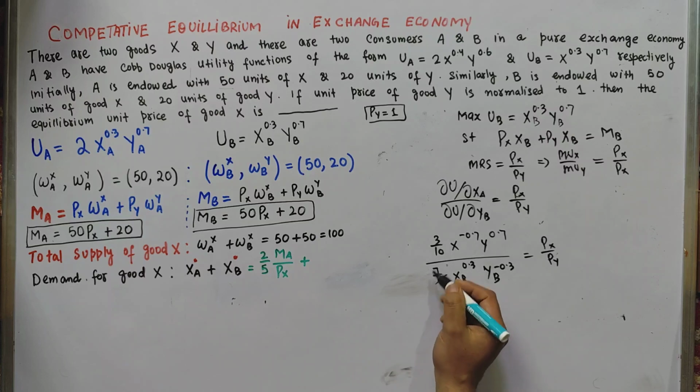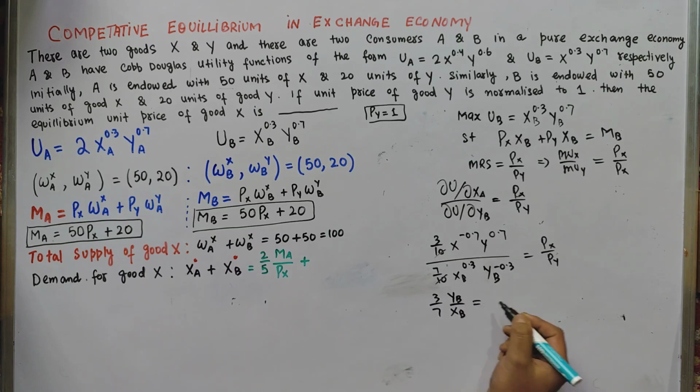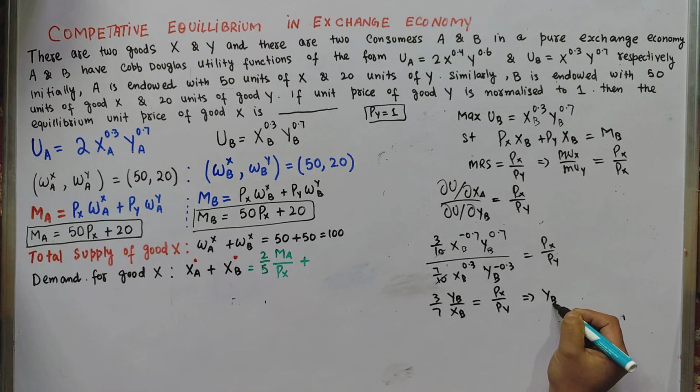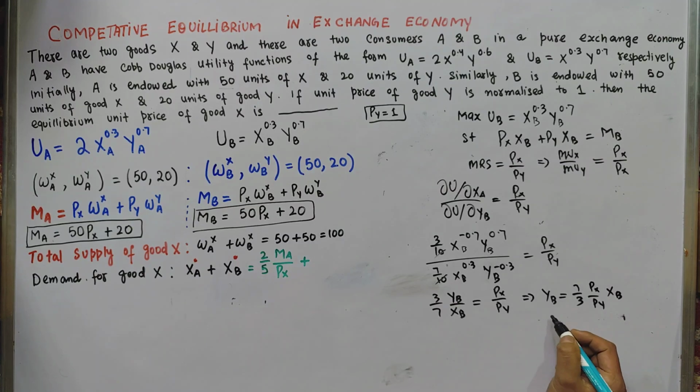Here also 10 gets cancelled. Transposing numerators and denominators, we will get 3 upon 7, Yb upon Xb will be equal to the price of x upon the price of y. Solving for Yb, it implies Yb will be equal to 7 upon 3, then we have the price of x upon the price of y, we have Xb here.